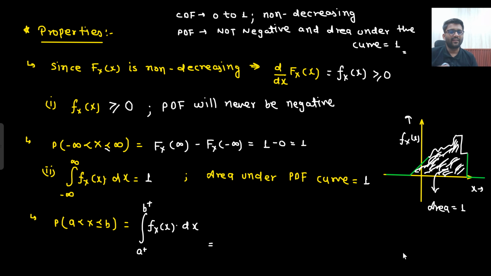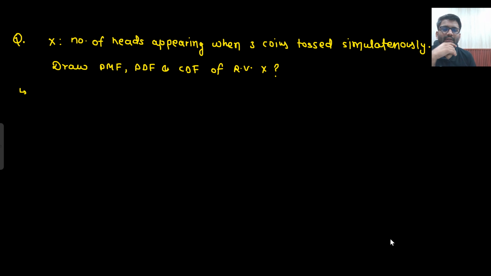Not negative and area under the curve is 1. This is the condition for PDF. So let's solve a question. X is again the number of heads appearing when 3 coins are tossed simultaneously. So this we have already seen. That means X will take values from 0, 1, 2, 3, right?